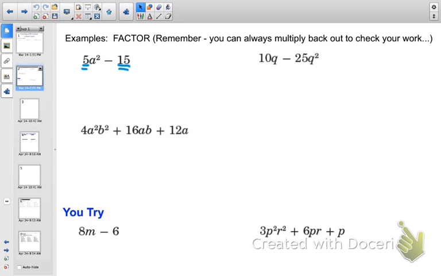So we look at the two terms and we say, what do they have in common? So I first check the numbers. What is the biggest number that both of those two numbers are divisible by? And that will give you 5.